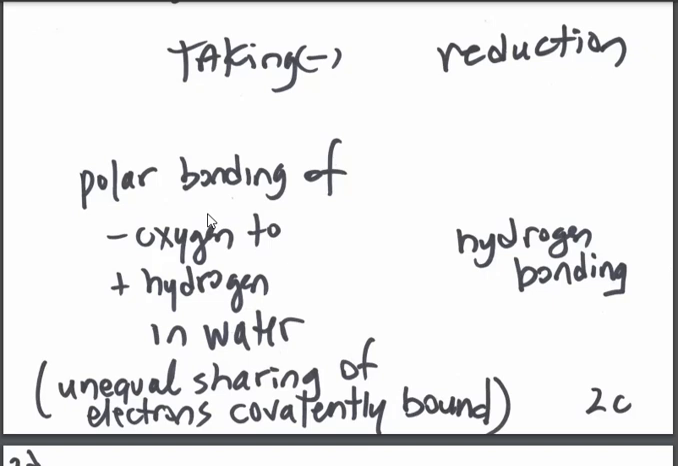The polar bonding of negative oxygen to positive hydrogen in water. It is an unequal sharing of electrons which are covalently bound. What is this special kind of bonding that holds water together?